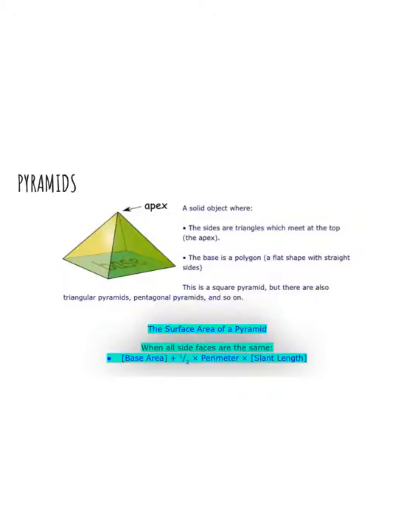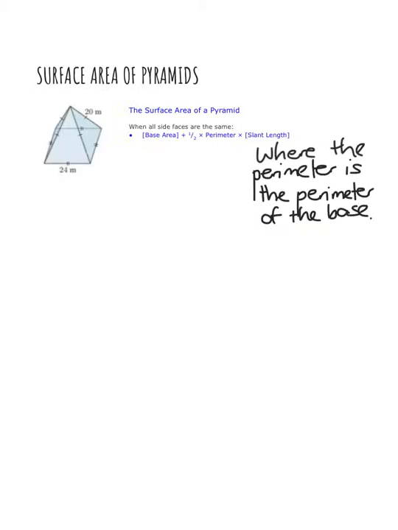So when we're calculating the surface area of a pyramid, you can think of it simply as calculating the area of the base and then calculating the area of all of the sides. There is a formula to use when all the side faces are the same, and that is that the surface area is the base area plus half of the perimeter times the slant length. So let's do an example.